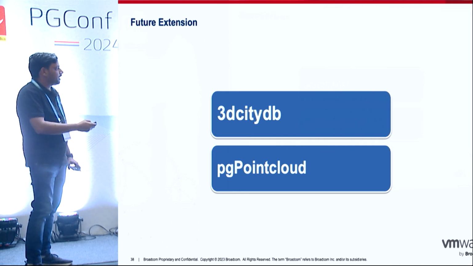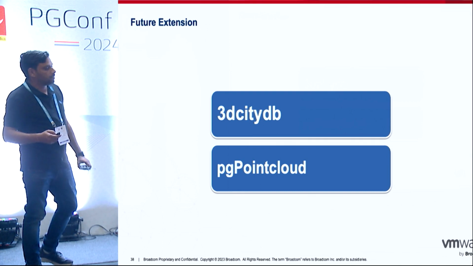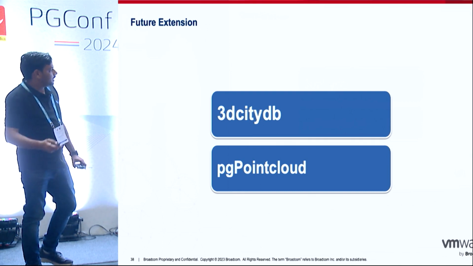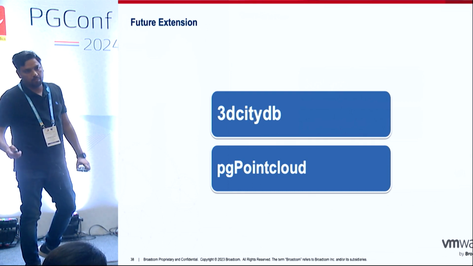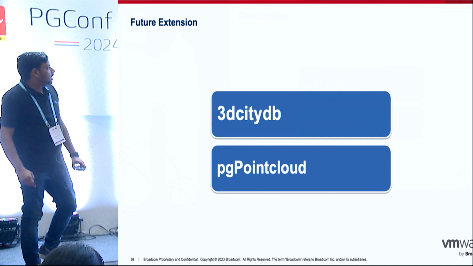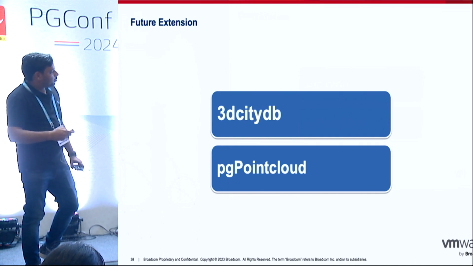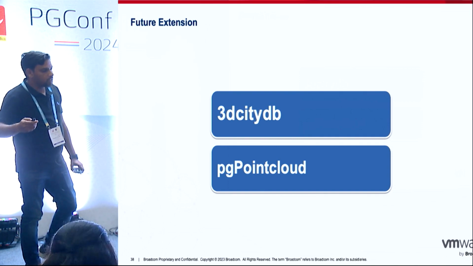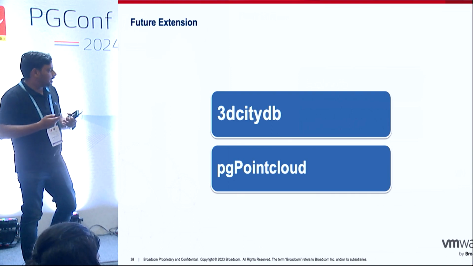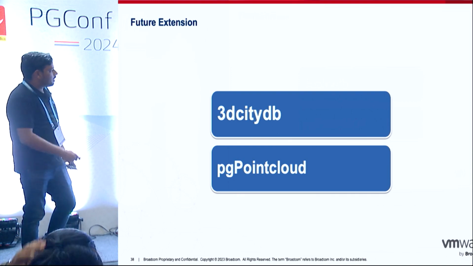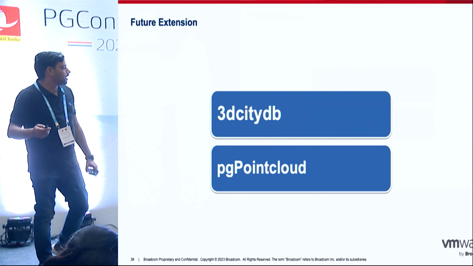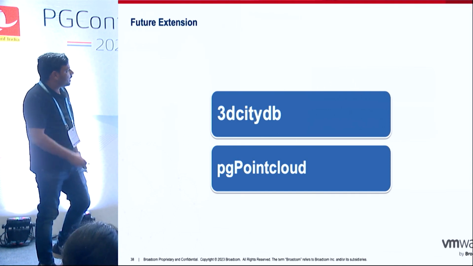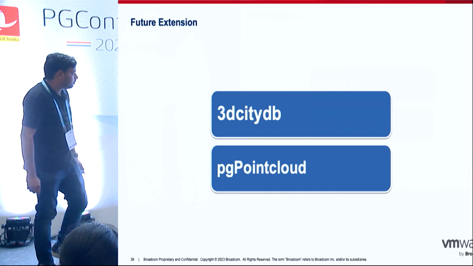3D CityDB is based on the CityGML standard, which is again based on the OGC. PG Point Cloud basically gives a number of points which are attached together. It is helpful in 3D scanning and 3D printers. So we are targeting both for further integration in Greenplum.